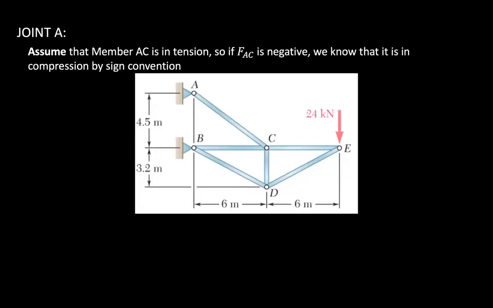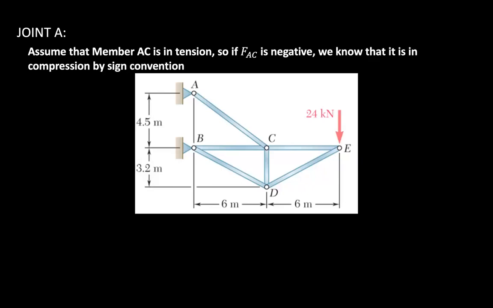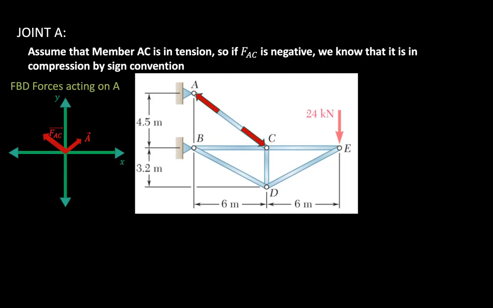In joint A, assume that the member AC is in tension, so if F_AC is negative, we know that it is in compression by sign convention. The free body diagram of the forces acting on A: as we see, we have the force F_AC and the reaction force at A acting on A. We have theta between AC and BC. So the sum of the forces along the x direction is equal to the x component of the A reaction force plus the force AC times the cosine of theta, and that is equal to 0.